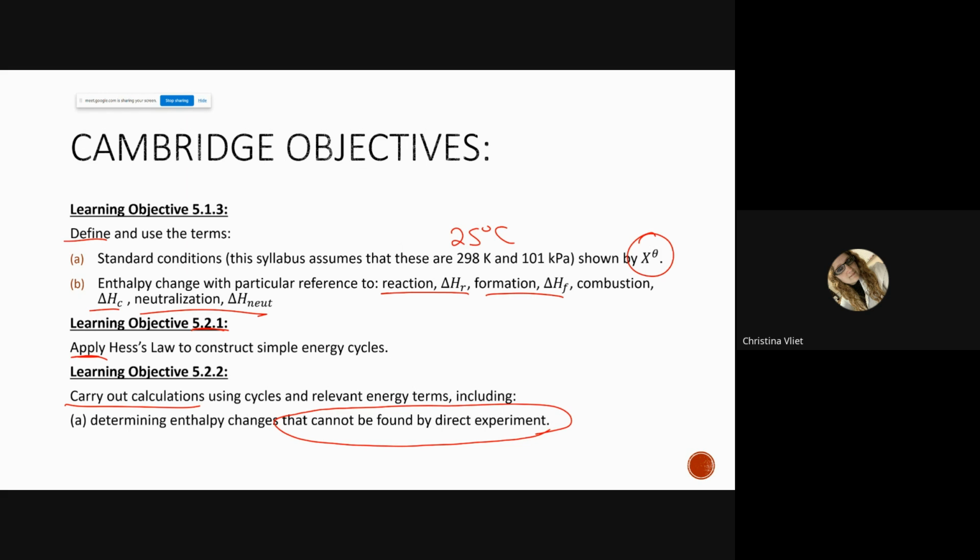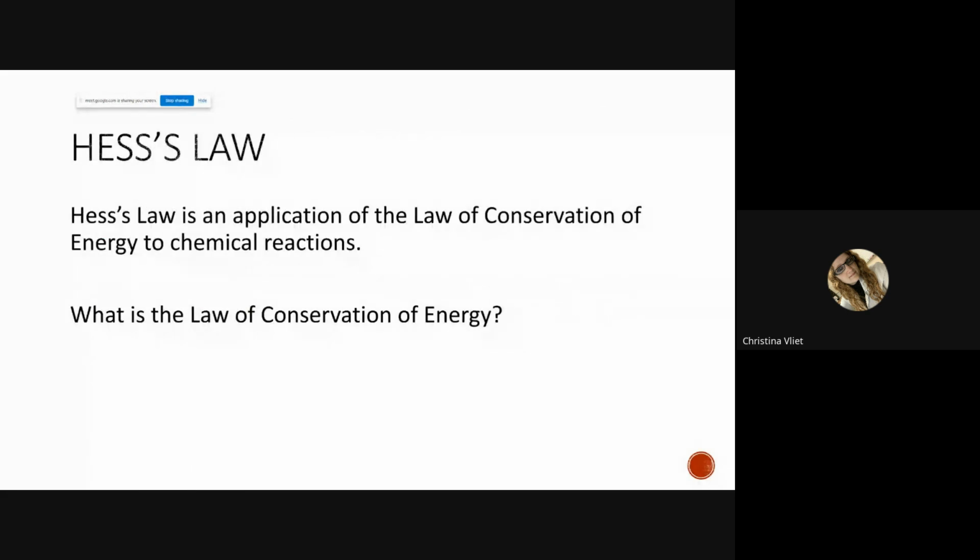So if you cannot, by direct experiment, come up with the enthalpy change, you're going to have to be able to get the enthalpy change with Hess's law. And that's what we're going to learn how to do today. All right, so that's what we got to do. Hess's law. So this is an application of the law of conservation of energy.